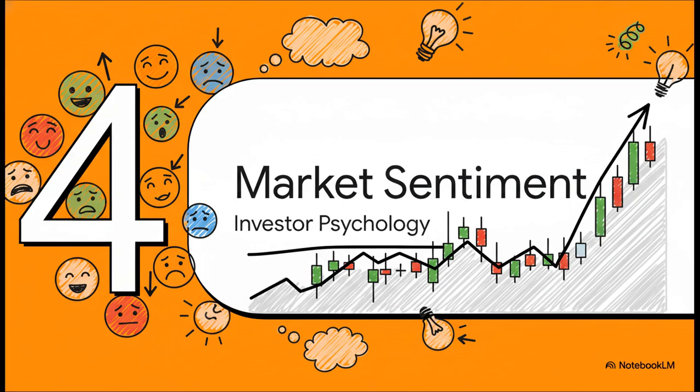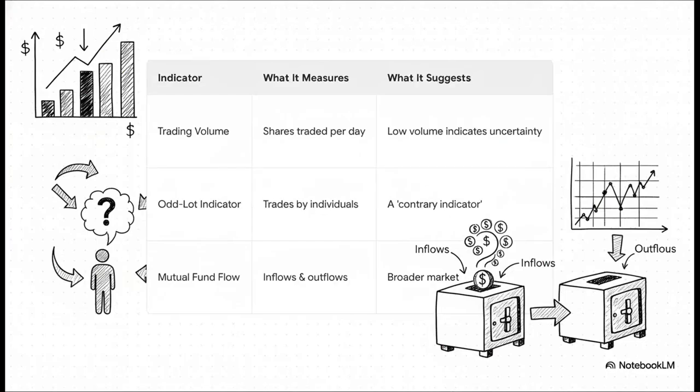But you know, technical analysis isn't just about reading shapes on a price chart. It's also about trying to measure the overall mood or the sentiment of the market. It's about gauging investor psychology. Analysts use a few different indicators for this. Trading volume tells them how much conviction is behind a price move. The odd lot indicator is interesting. It tracks small trades by individual investors, and some analysts actually use it as a contrary indicator, meaning they might do the opposite. And then, mutual fund flows can give you a sense of whether the big money is moving into or out of the market.